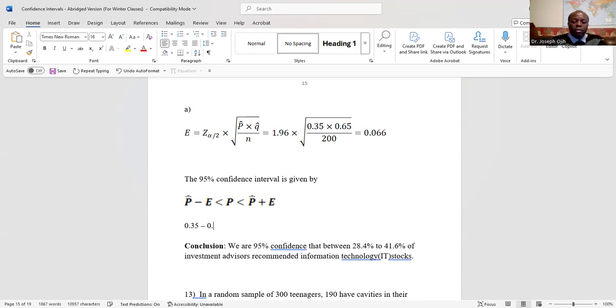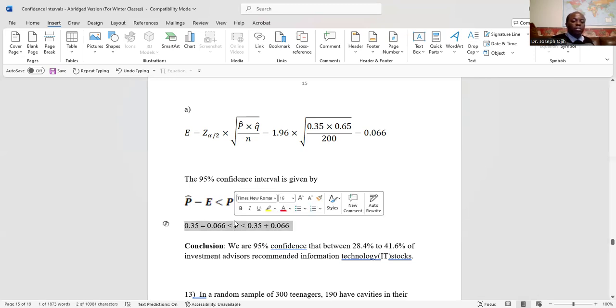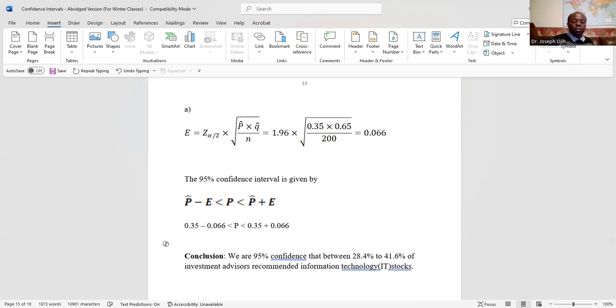So you're gonna have here 0.35 minus error of 0.066 less than P, less than 0.35 plus error of 0.066. Now, I'm going to write this here so we can get it from the calculator: 0.35 minus 0.066 and 0.35 plus 0.066. So this will give us the final result.